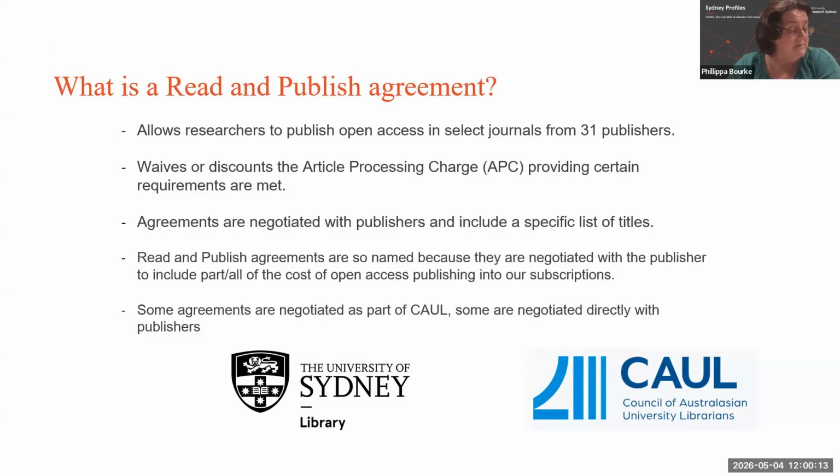The agreements are negotiated in one of two ways. Many of our agreements are negotiated by the Council of Australasian University Librarians, also known as CAUL, for the Australia and New Zealand university sector. The remainder have been negotiated directly with publishers by the University Library. The term read and publish highlights that these agreements are a negotiation with the publisher to wrap some or all of the cost of an open access publishing charge into the existing library subscriptions.